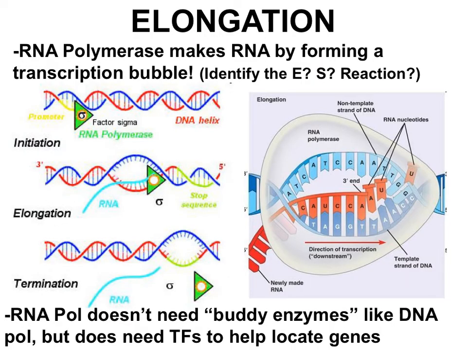The next phase of transcription is elongation. Elongation is where RNA polymerase shoots out of the promoter DNA starting gate, zooms along the coding region, and converts the DNA sequence into an RNA sequence.